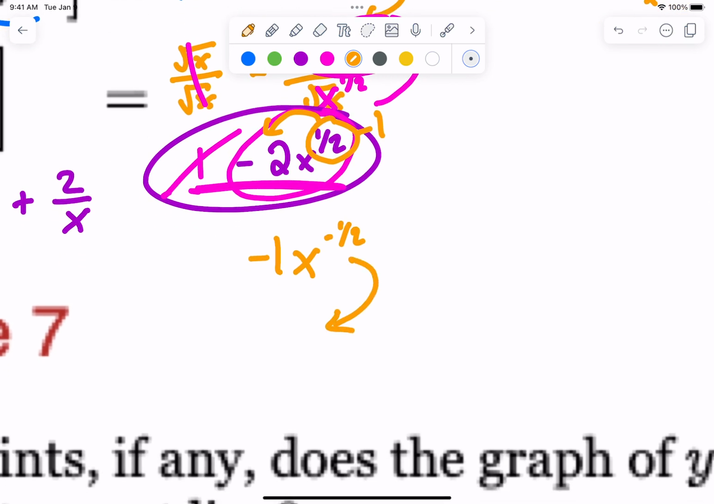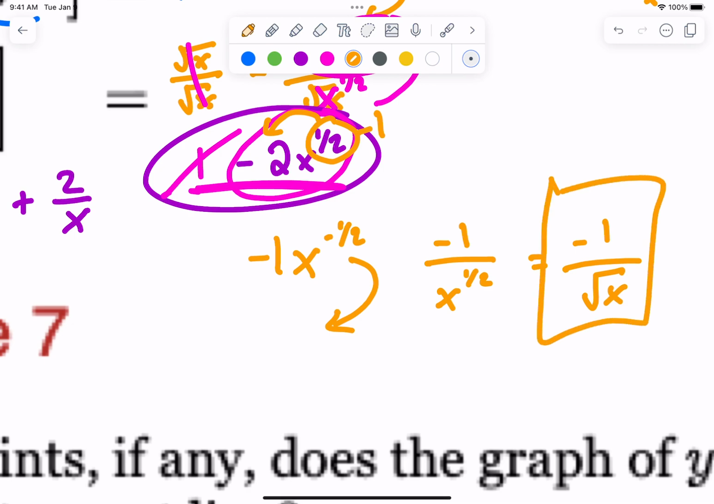Wait a second. So negative 1 over square root of x. So 1/2 times negative 2. We literally didn't do anything there. But 1/2 minus 1. Because now we can't have that guy on the bottom. Well, we're gonna leave him.